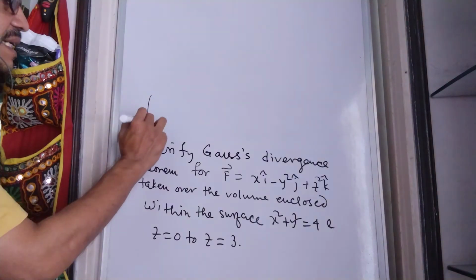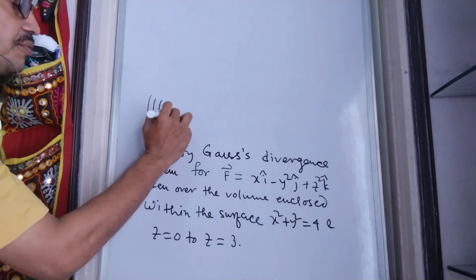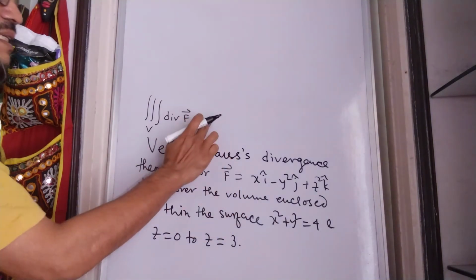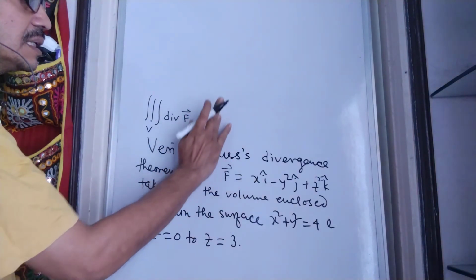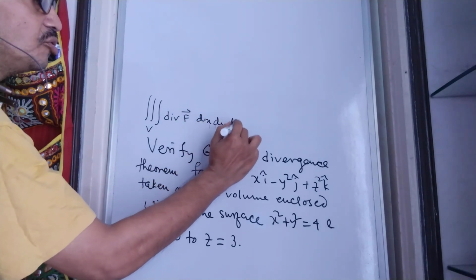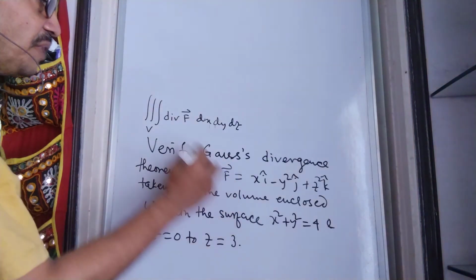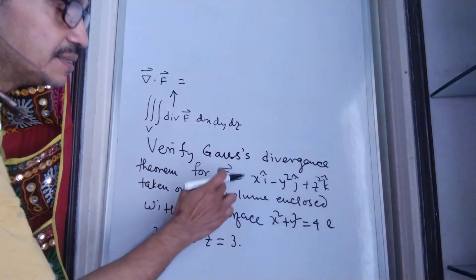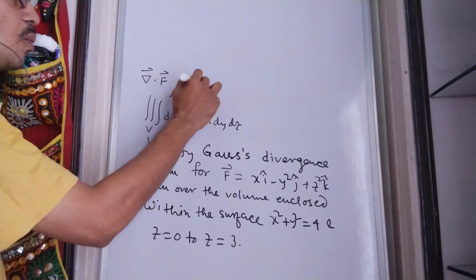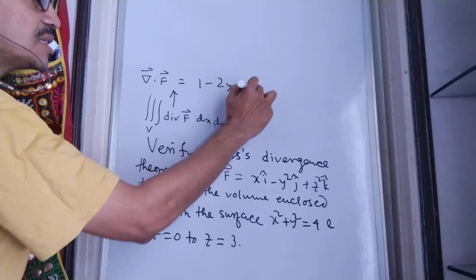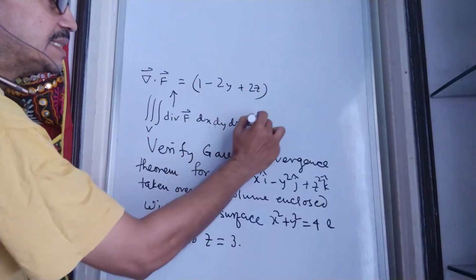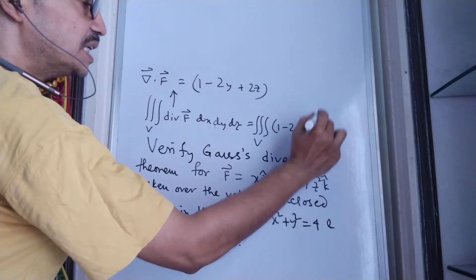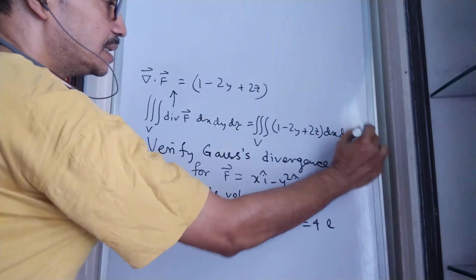So what does Gauss's divergence theorem state? It states that the integral over V of divergence f dv, or we may write it as dx dy dz, since the function is of x y z only. So first we should find what is del dot f or divergence f. If we look at this f, it turns out to be 1 minus 2y plus 2z. Simple. So we may write it as the integral of 1 minus 2y plus 2z dx dy dz.